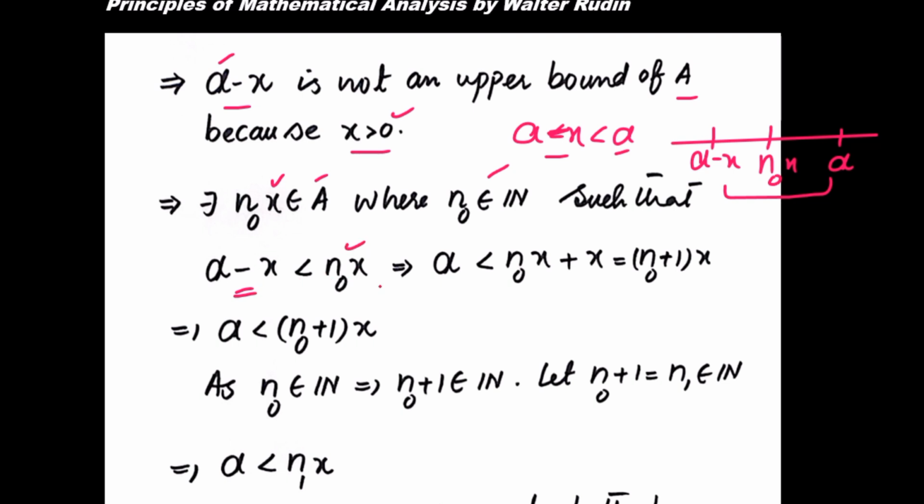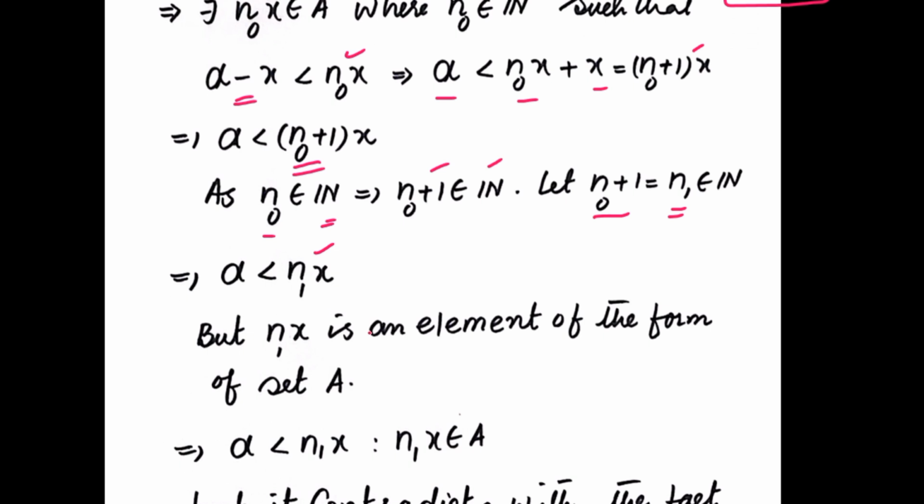Adding x on both sides, we have alpha less than n naught x plus x. Taking x as a common factor, we have n naught plus 1 times x. As n naught is a natural number, n naught plus 1 is also a natural number. Let this sum n naught plus 1 be equal to n1. So we can write alpha less than n1 x. But n1 x is an element of the set A. This shows alpha is less than n1 x, where n1 x is an element of set A.